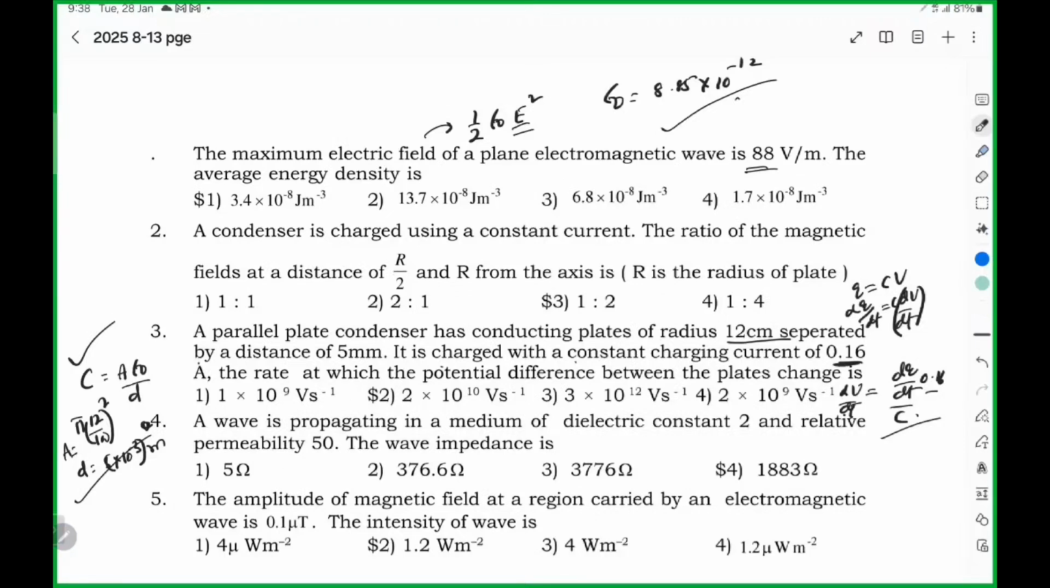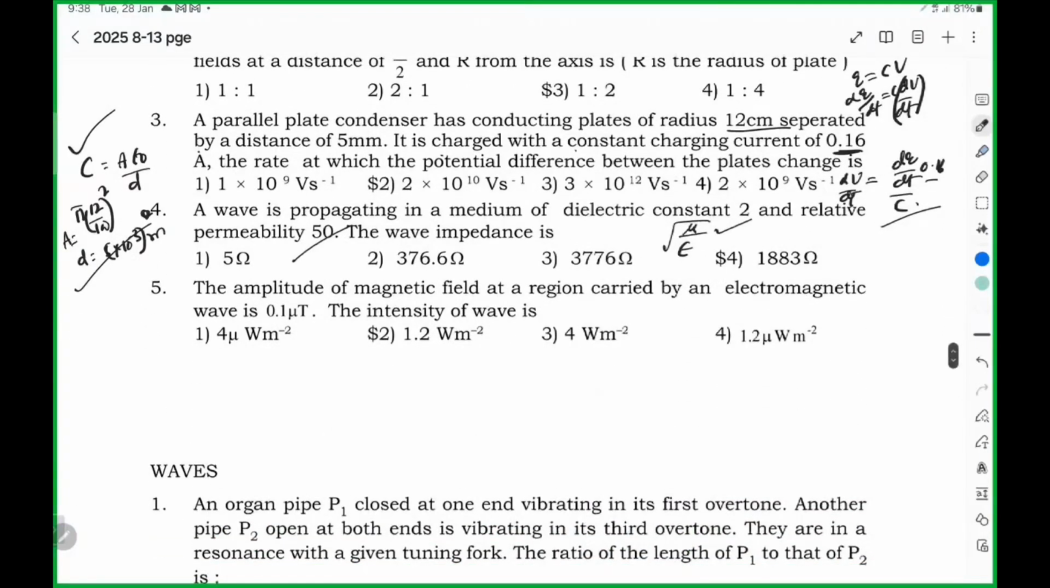So the wave impedance can be calculated directly by the formula root of mu by epsilon. He has given relative permeability and the epsilon value, you know it, substitute and you can calculate. Intensity of a wave will be calculated by using 2 mu naught. The magnetic field is given, and the velocity of light. So mu naught value, you know it, 4 pi into 10 power minus 7.